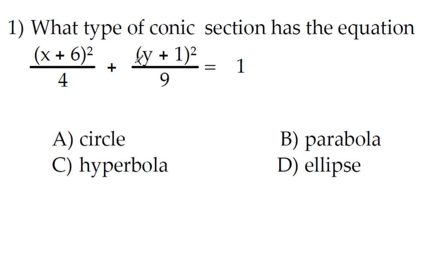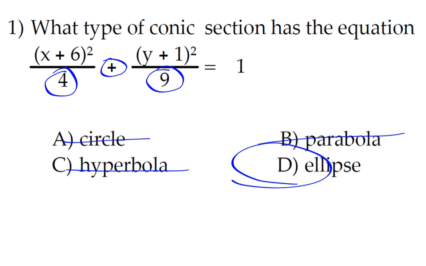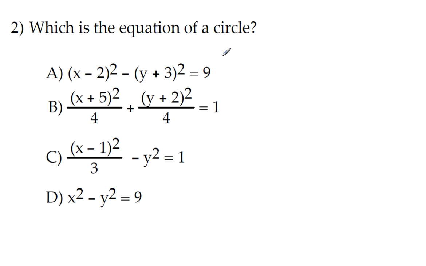Alright, so which conic section is this? Plus sign. That means it is not a hyperbola. We got two squares. That means it's not a parabola. And the fact that we got different numbers down here means it is not a circle. Must be an ellipse.